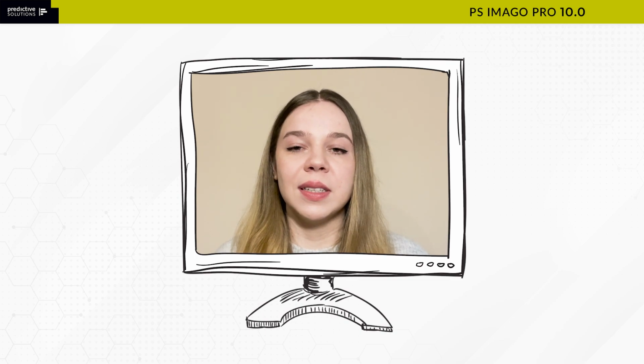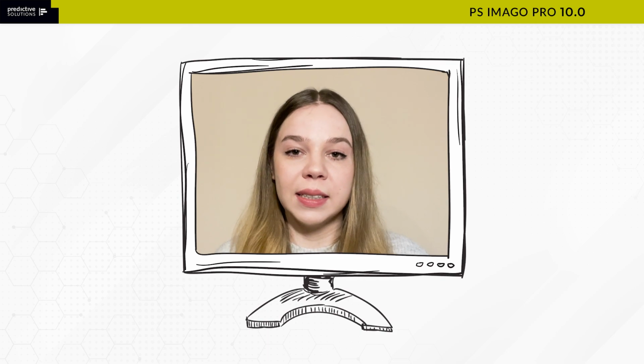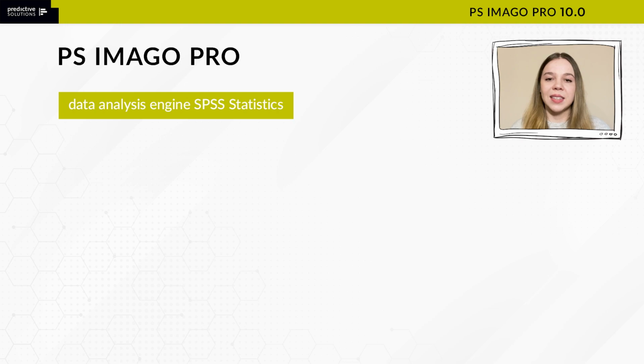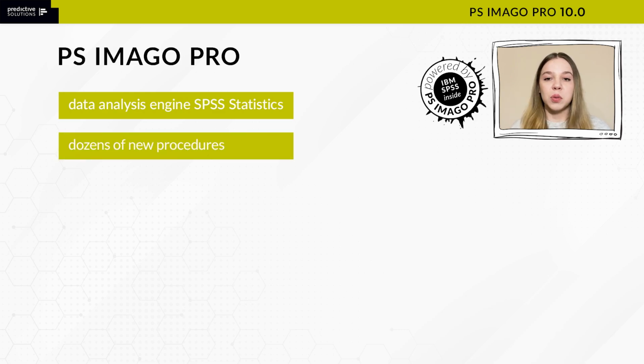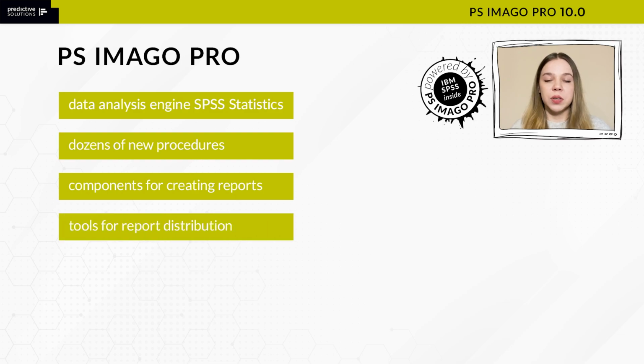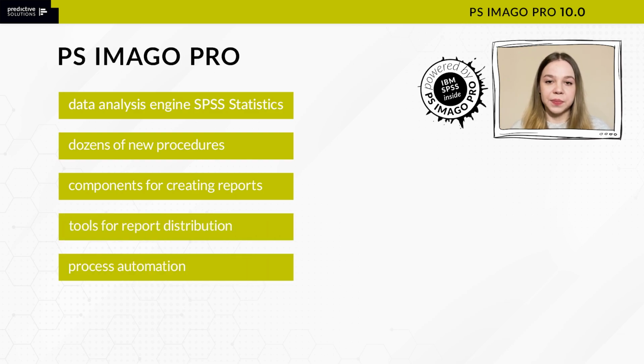For most of you, this is a well-known tool in your work, analytical, research or teaching. Its unique analytical capabilities are due to the use, as a data analysis engine, of the standard in this field, SPSS Statistics. As part of PS IMAGO PRO, we have extended it with dozens of new procedures for working with data, analysis and visualization, enriched it with components for creating reports based on result objects, tools for report distribution and process automation. This is what PS IMAGO PRO is all about.